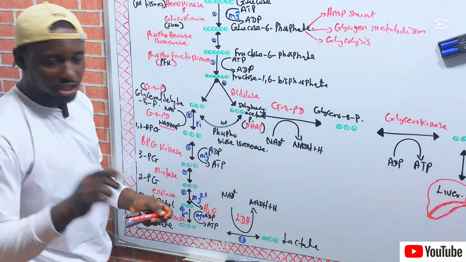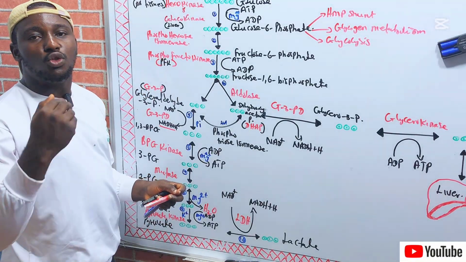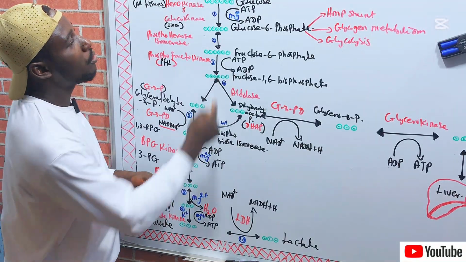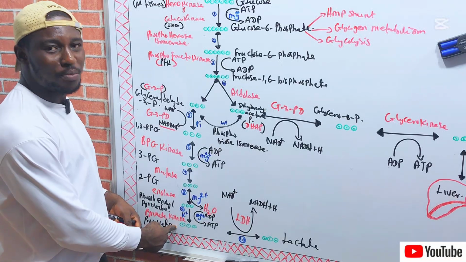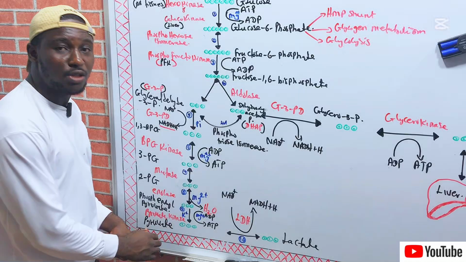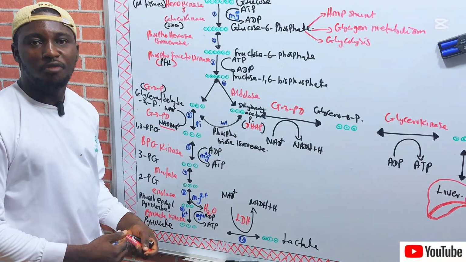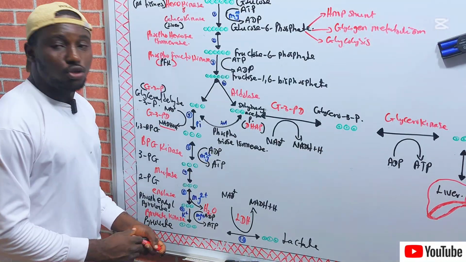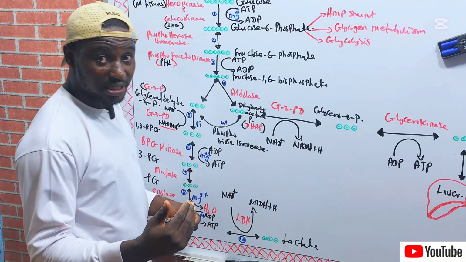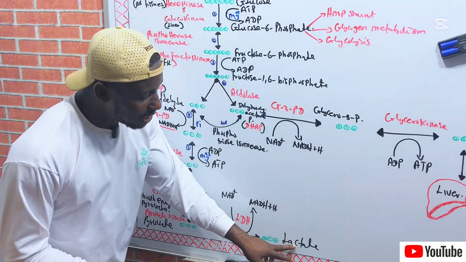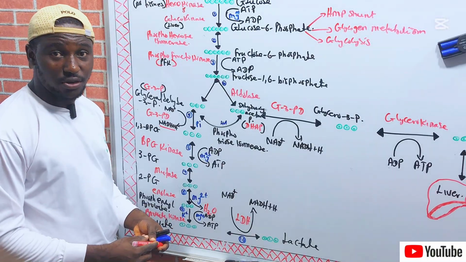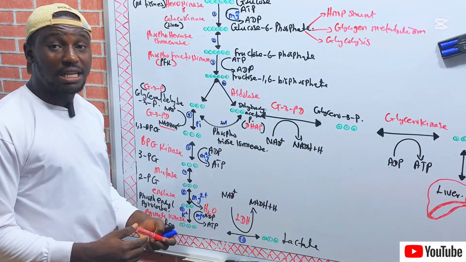Now watch. We have two types of glycolysis, aerobic glycolysis and what? Anaerobic glycolysis. From glucose to pyruvate is aerobic glycolysis. Once pyruvate is generated during aerobic glycolysis, pyruvate will be channeled to the citric acid cycle for complete oxidation. During anaerobic glycolysis, lactate will be channeled to what? To the Cori cycle.